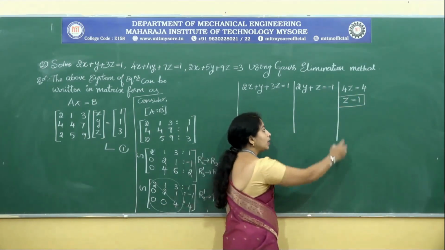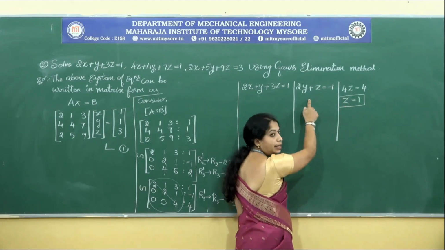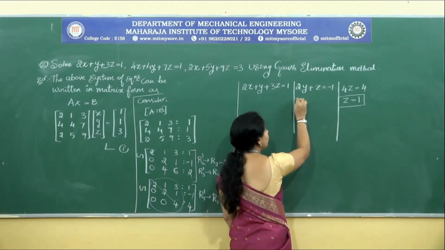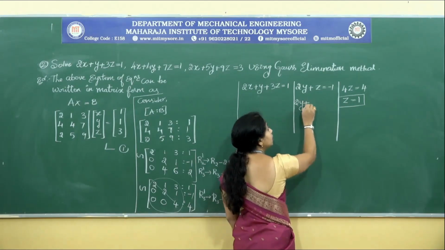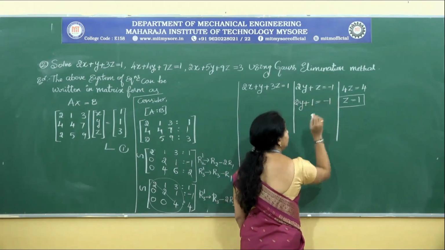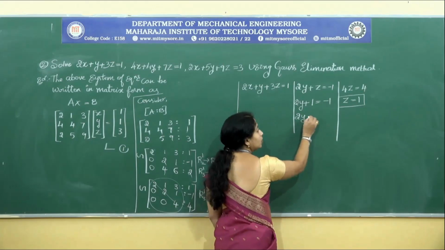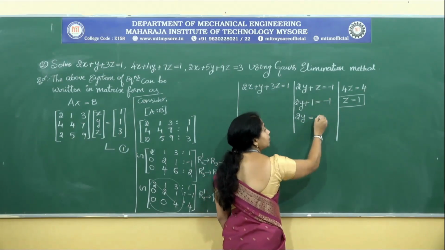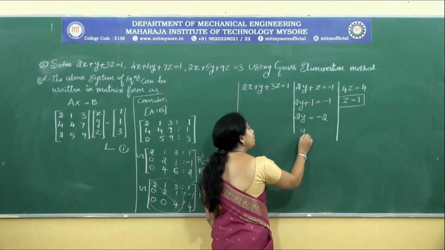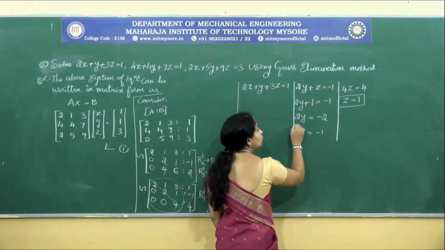Now substitute the value of z in the second equation, that is 2y plus the value of z is 1 equals minus 1. 2y is equal to minus 1 minus 1, minus 2. Therefore the value of y is equal to minus 1.